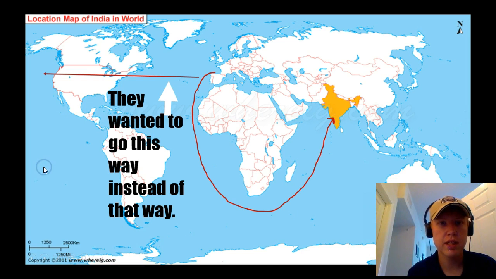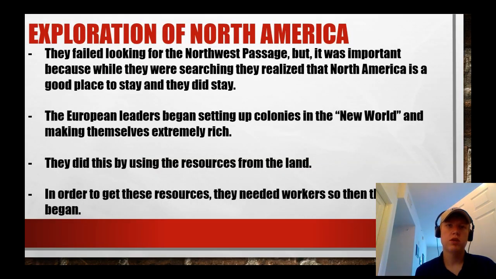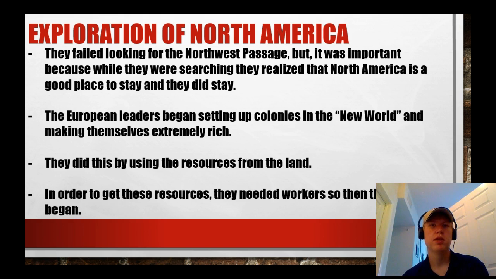So if we look at this right here, we can see that they were trying to avoid going around Africa to get to India. They wanted to go straight west and just go through America that way. They did this so they could make money faster, and it was a lot safer as well. Okay, exploration of North America.